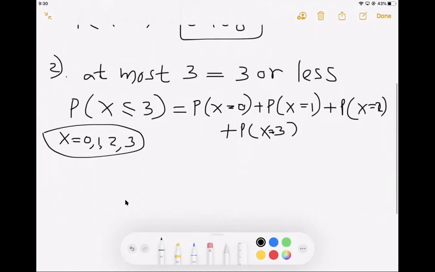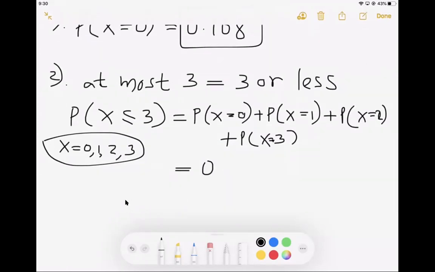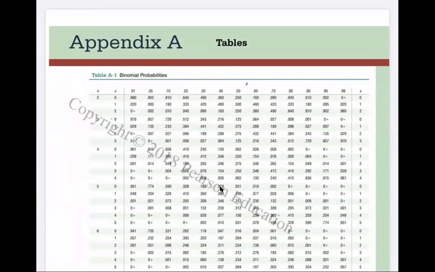Okay, actually in first part we got this one. X is equal to 0 means 0.168. Then you have to find rest of these values. X is equal to 1, 2 and 3. N and p is same. N is 5, p is 0.3. So now we have to write x is equal to 1, 2, 3. These 3 values.